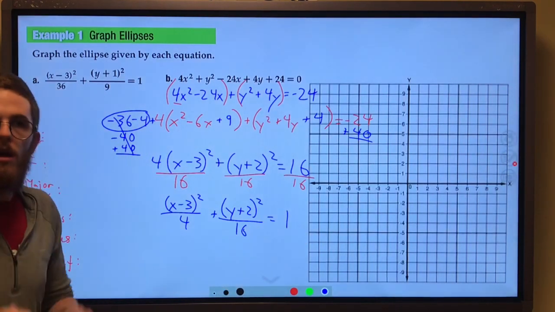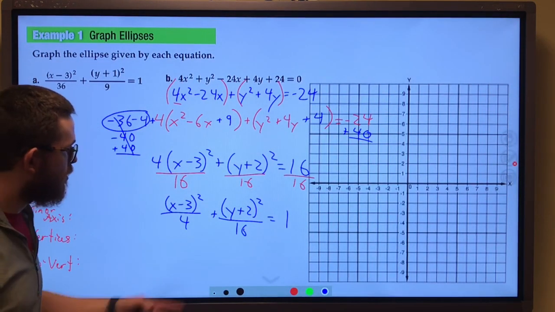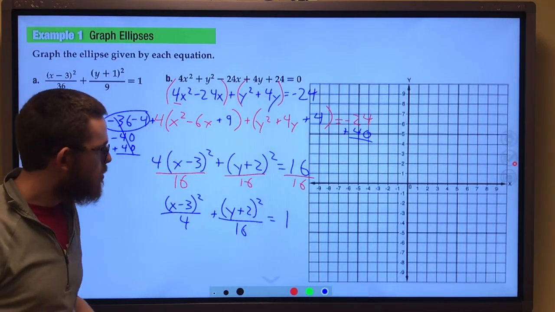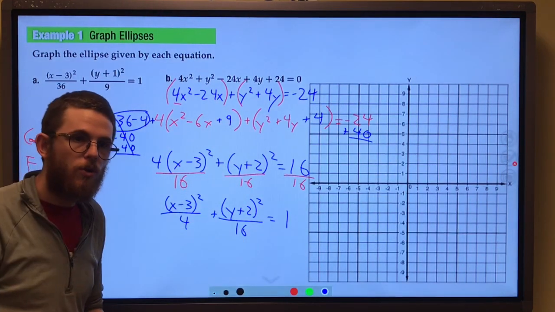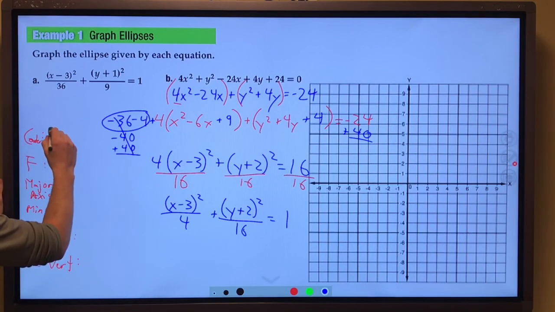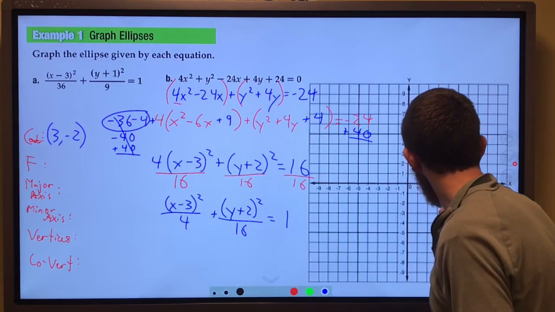Notice our a value, which is always bigger than our b value, is underneath the term of y. So that means our major axis is vertical because it's affecting the y's. Our center point must be 3, negative 2. So we can go ahead and plot that. 3, negative 2 is right there.